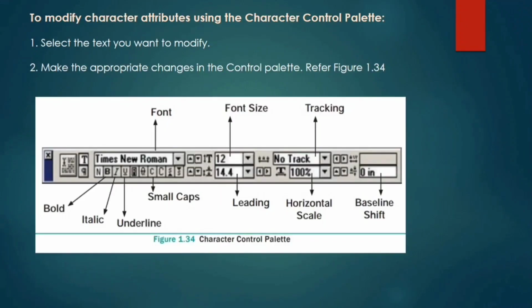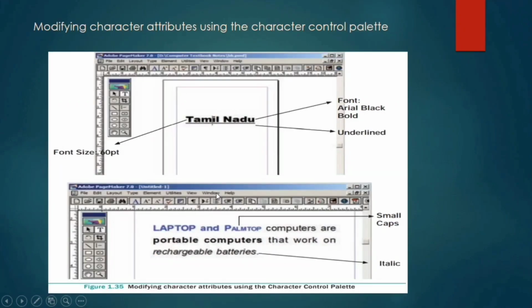To modify character attributes using the character control palette, select the text you want to modify, make the appropriate changes in the control palette like this figure. Modifying character attributes using the character control palette. Font area, bold, underlined, italic, font size.